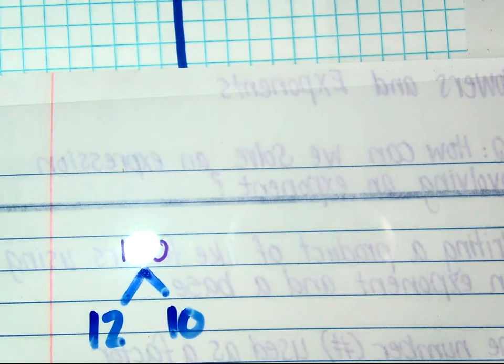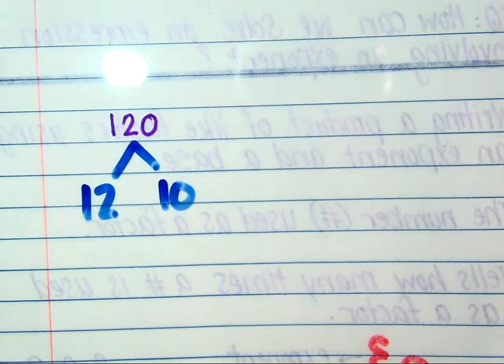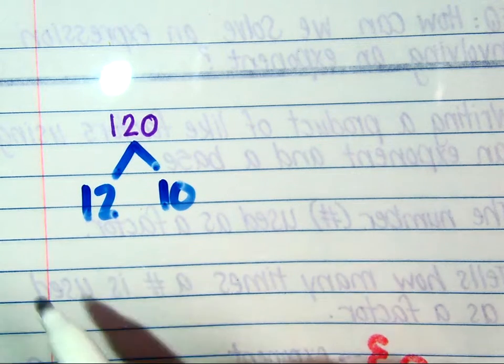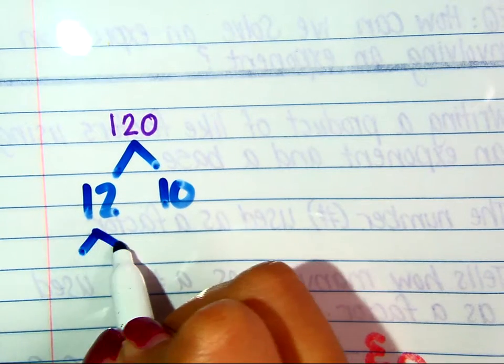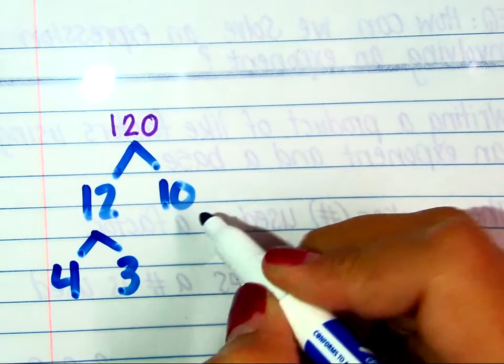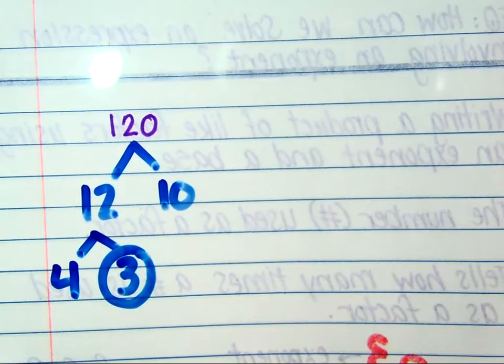Let's see if we can figure it out. Okay. Now, is 12 prime or composite? It was composite, so you've got to break it down some more. I could use 4 and a 3. Oh, well, actually, 3 is a prime number. We'll circle that. 4 is not, so it needs to be broken down some more.